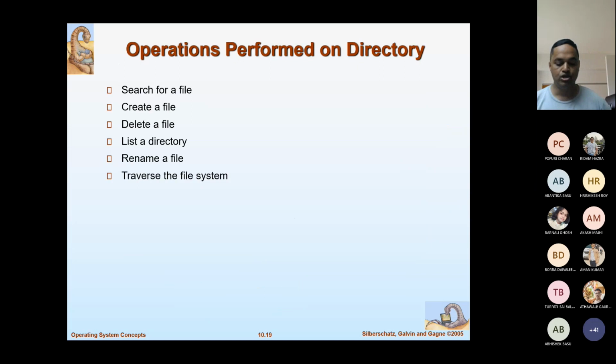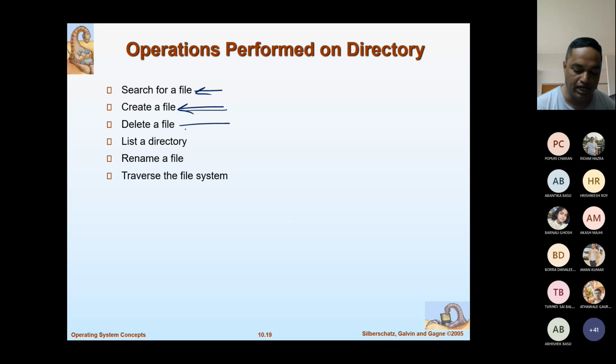What are the operations that can be performed on a directory? Again, I am repeating the same thing: the directory is just like a content page of your book. You can search for a file, you can search for a topic, you can search for a chapter. You can create a file, and connect it in a particular drive or directory. As if you are a writer, you are adding one more chapter and adding it in the content page. So creating a file.